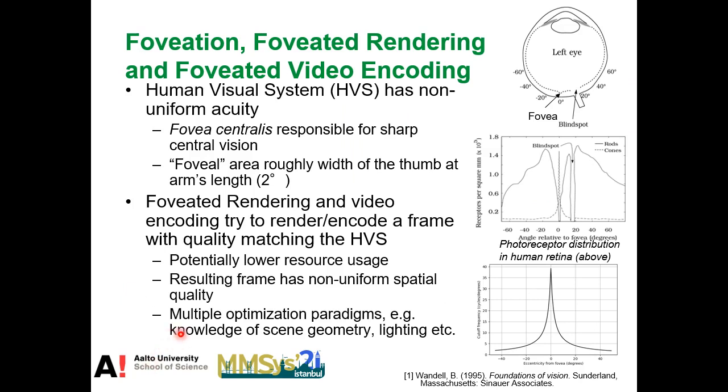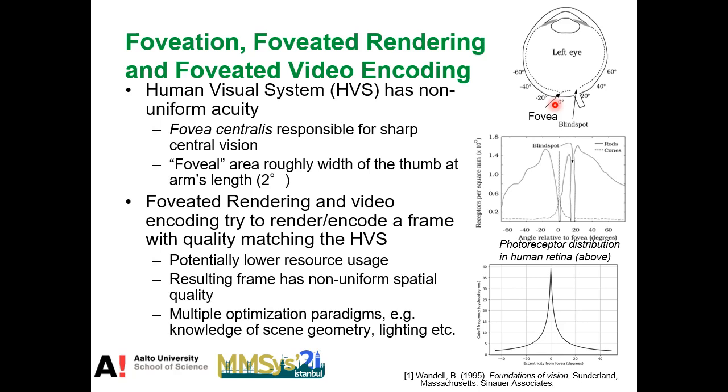Human visual system has non-uniform visual acuity. This is due to the non-uniform photoreceptor density in the retina, as you can see here. The retinal region directly behind the lens, called fovea centralis or fovea in short, has the highest cone density and corresponds to the sharpest vision. The acuity of human vision drops steeply with eccentricity from the fovea.